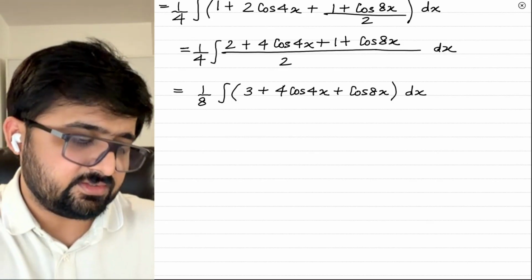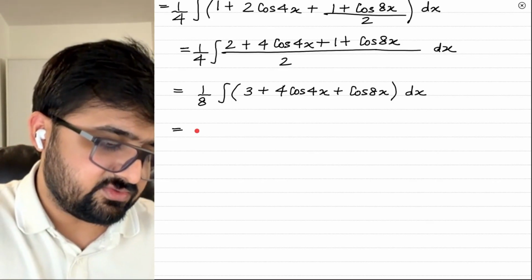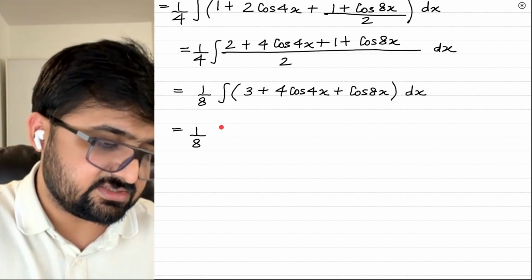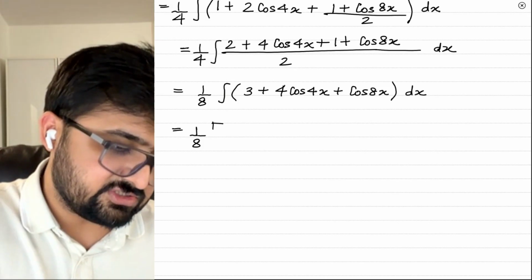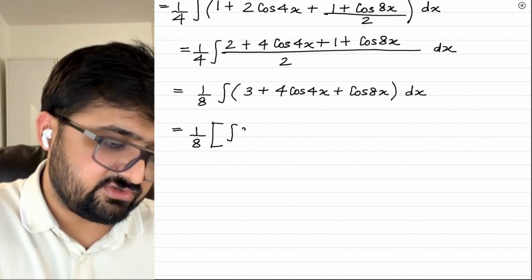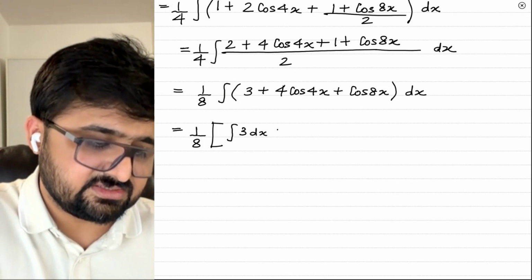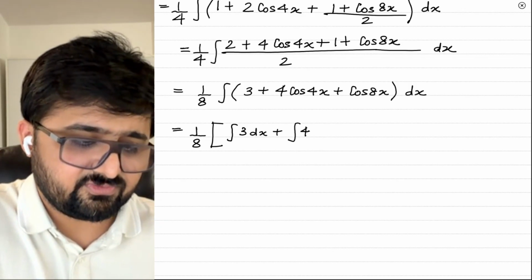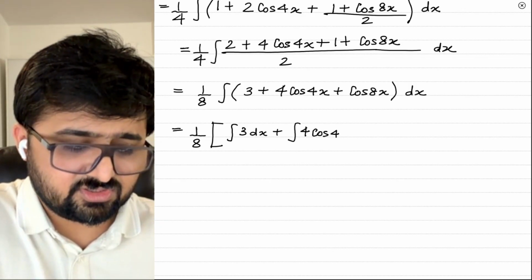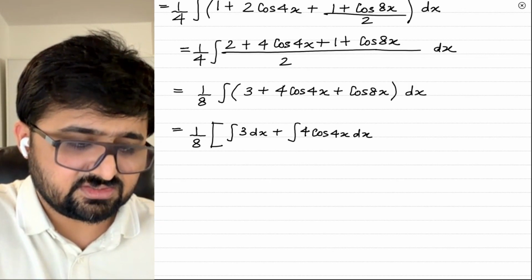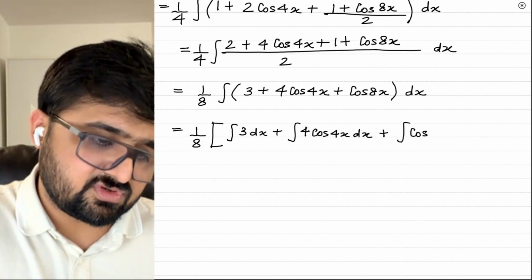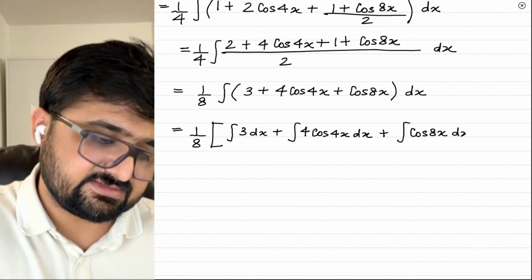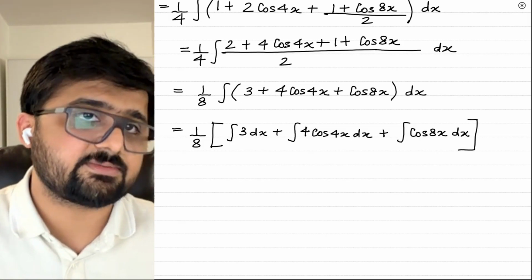Now you will get 1 by 8. Give that integration to all the three terms, and also put a bracket. Integration of 3 dx plus integration of 4 cos 4x dx plus integration of cos 8x dx. Close the bracket.